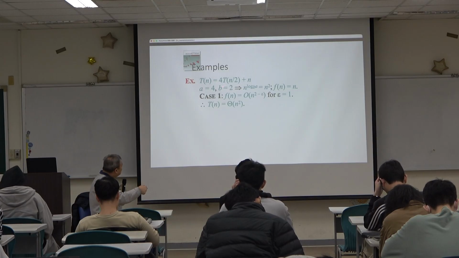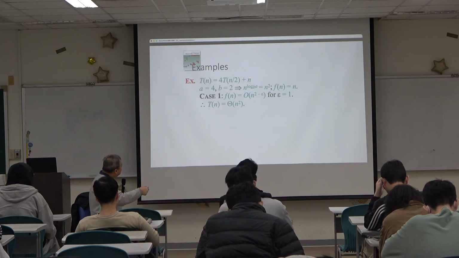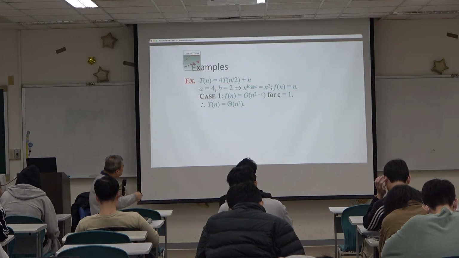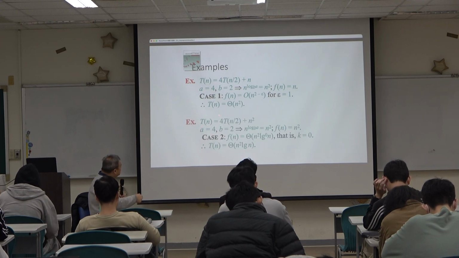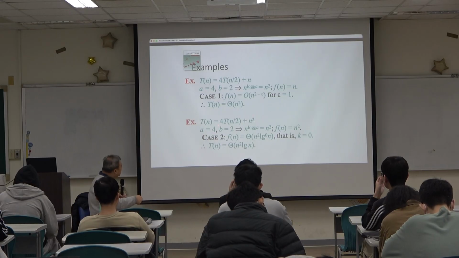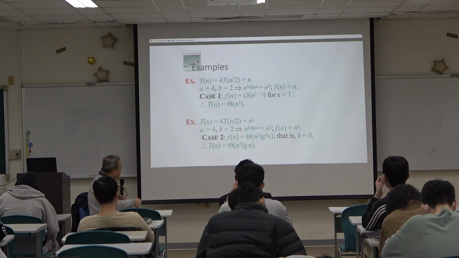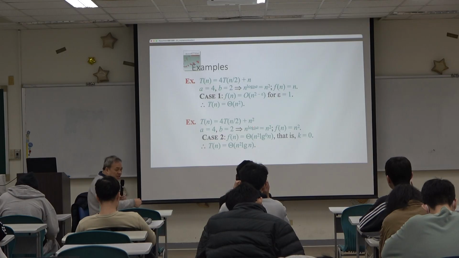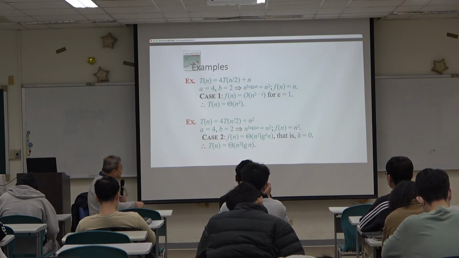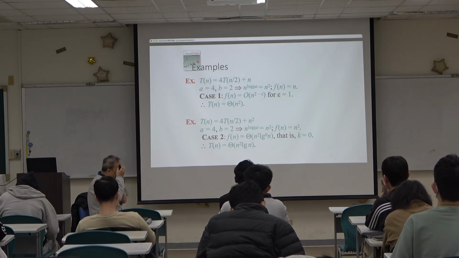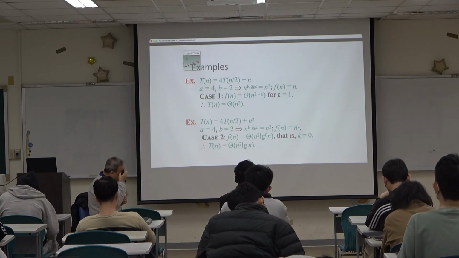Then for the next example, we don't change this term, but we change f of n. T of n equals 4T of n divided by 2 plus n squared. You can see that a is still 4, b is still 2, and n to the power of log base b of a is n squared, as we already know. So n squared and f of n is n squared, so they grow polynomially at the same rate.